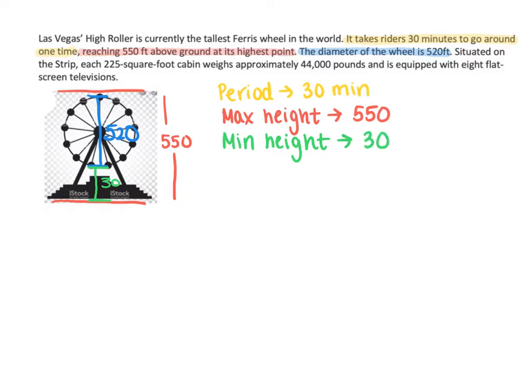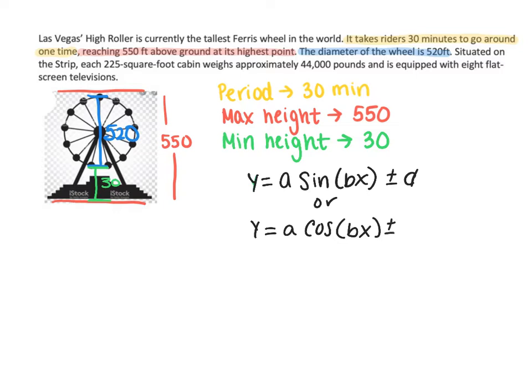So this is honestly all you need to make an equation of a trig function. So the first thing that we have to do is decide what type of graph this is. Is it a sine graph or is it a cosine graph? Because we have two options here. We either have y equals a sine bx plus or minus d, or we have y equals a cos bx plus or minus d.